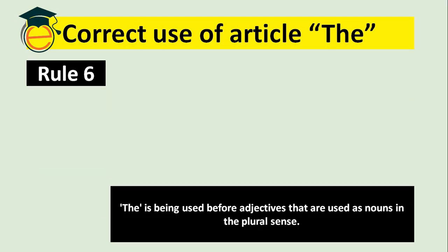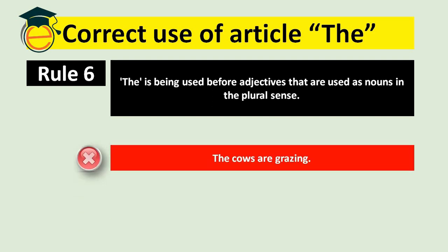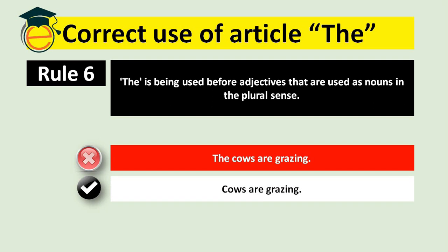Rule number 6. "The" is being used before adjectives that are used as nouns in the plural sense. For example, "The cows are grazing." We are not indicating a specific cow, so we don't have to put "the" before it. The correct one is "Cows are grazing."